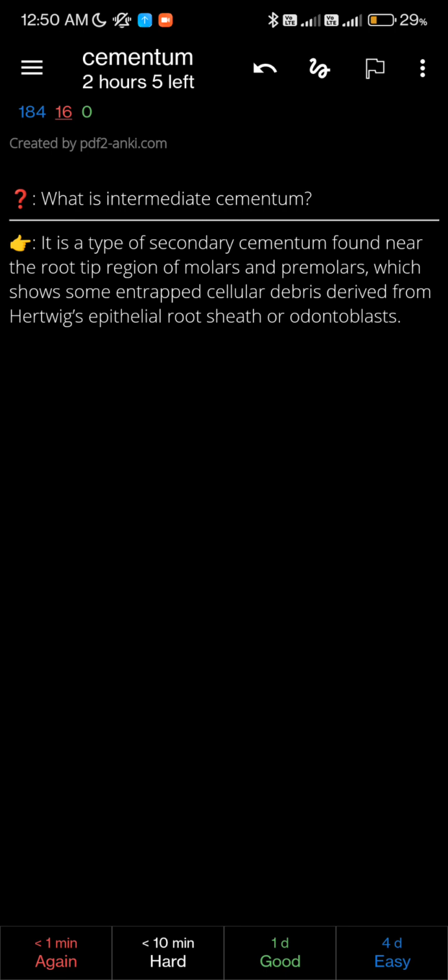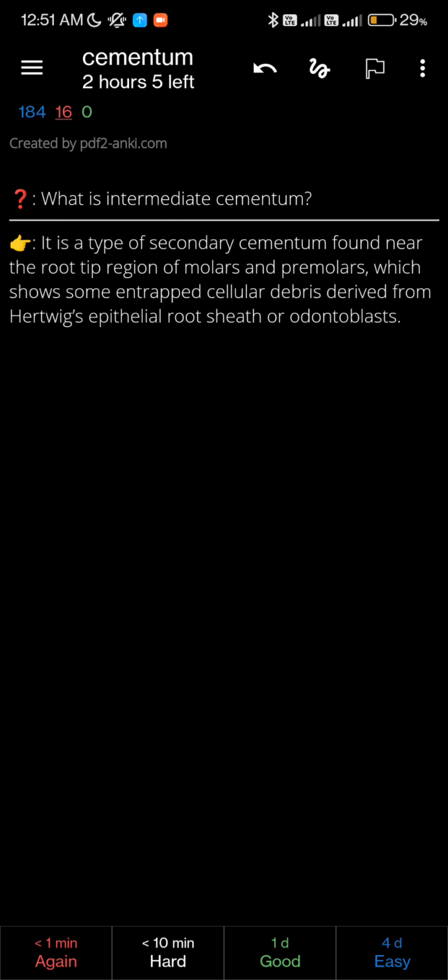So what is intermediate cementum? It is a secondary cementum which is found near the root tip region of molars and premolars, which shows some entrapped cellular debris derived from Hertwig's epithelial root sheath or odontoblast.